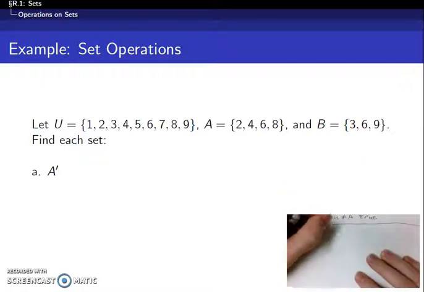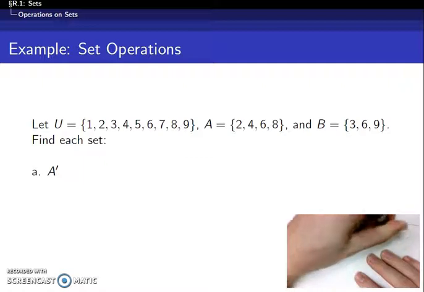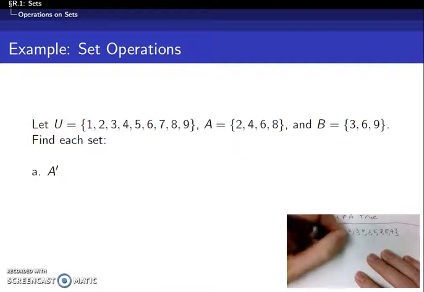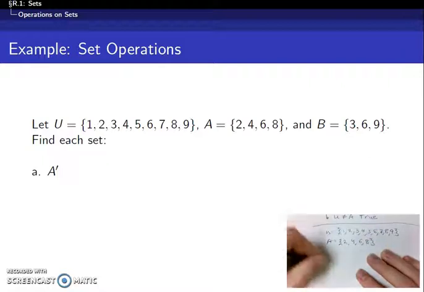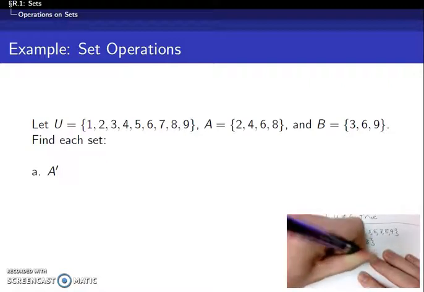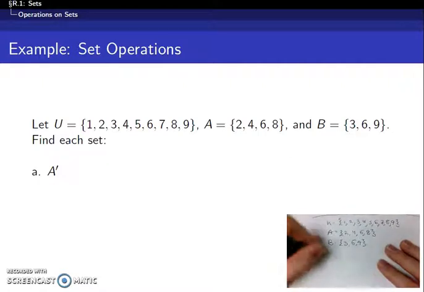So if we let U equal the numbers 1 through 9, so we have 1, 2, 3, 4, 5, 6, 7, 8, 9. A is going to be the even numbers, so we have 2, 4, 6, 8. And then B is going to be the multiples of 3, so we have 3, 6, 9. Alright? And we're asked to find the following sets.